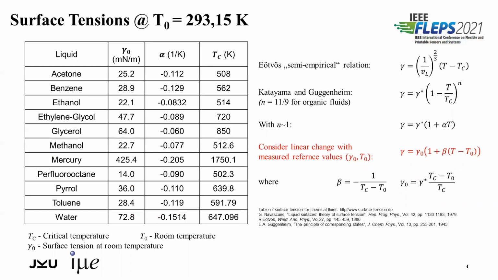So first we have to think about which liquid is most suited to be manipulated by a change in surface tension along its interface. For that, we have to take a look at the temperature-dependent surface tension gamma. There are a few semi-empirical relations to calculate the change in gamma with temperature, and the table on the left-hand side in the slide shows the surface tensions at room temperature for various liquids. And if we consider a linear change with some measured reference values, we get to this linear relation between the surface tension of a liquid and the temperature of the interface.